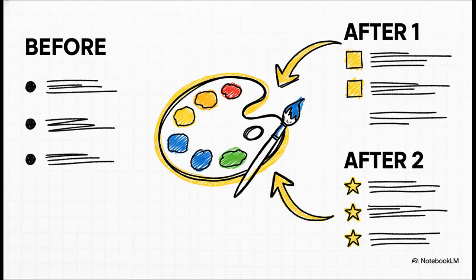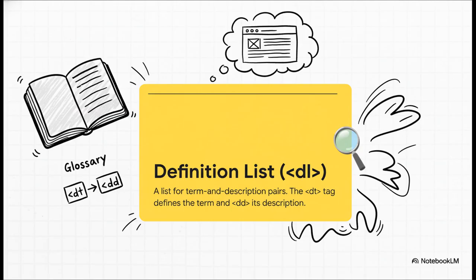Now here's where it gets really fun. You are not stuck with boring black dots or plain old numbers. With just a little bit of CSS, you can take total control. You can change the bullet points to squares or circles, or even use a tiny custom image. You can switch your numbers to Roman numerals. The sky's the limit.